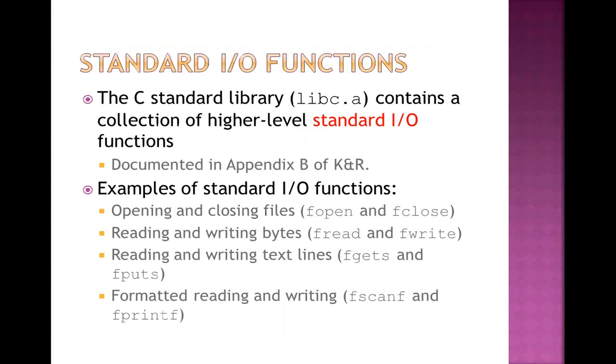Then at last we have discussed one important topic, that is standard input output functions. That means what standard input output functions are available in the C programming language. The C standard library maintains some high level standard input output functions. Examples include opening and closing files, reading and writing bytes, reading and writing text lines, and formatted reading and writing. So how is the standard input output opened? By using the fopen function, and it is closed by using the fclose function.